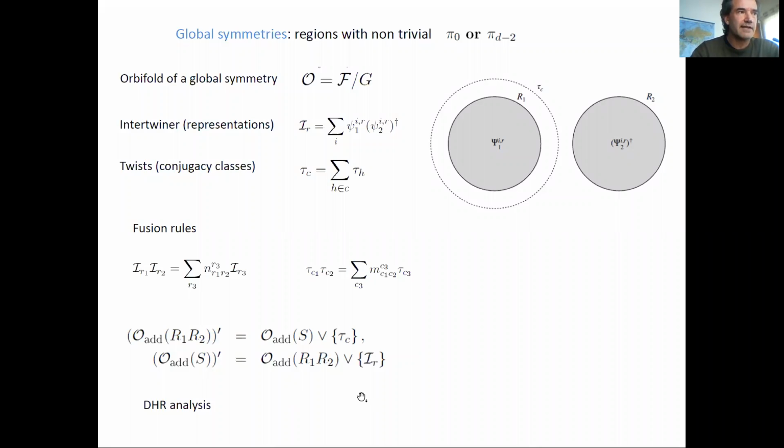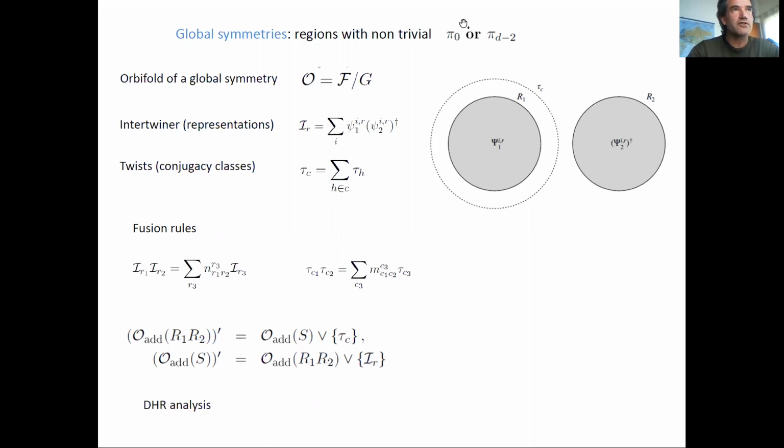And we have this structure that the commutant of the additive algebra of the two balls contains the additive algebra of the outside part plus the twist, because the twist commutes with the neutral operators in the ball, and the same for the outside part. The outside part, the additive algebra here, naturally commutes with the intertwiner. So the commutant will contain the intertwiner. So you see that this structure forbids that you have duality and additivity at the same time.